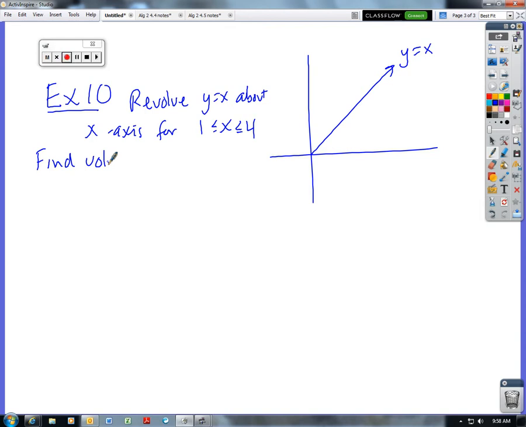So the first thing you want to do is, of course, a picture. And I'll put 1 and 4 on there: 1, 2, 3, 4. So really what we're doing is revolving this region about the x-axis. To get a nice picture of it, I'm going to reflect it. And we have this. And just for fun, since I like to draw, I'm going to draw the little figure so you can see what it's going to look like.